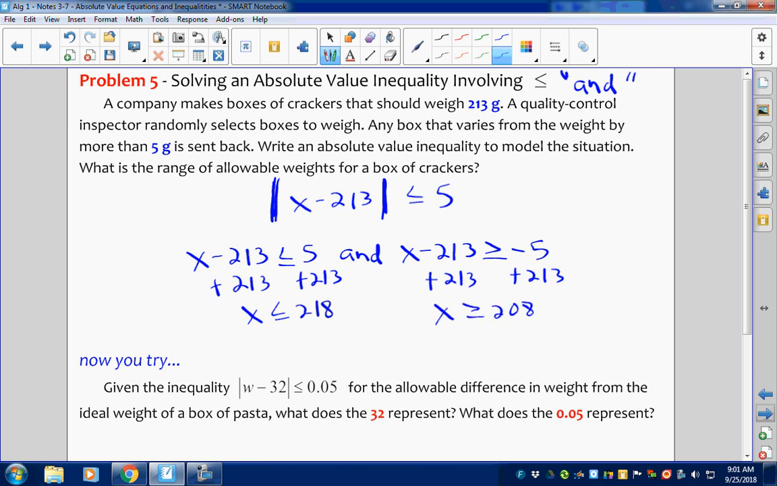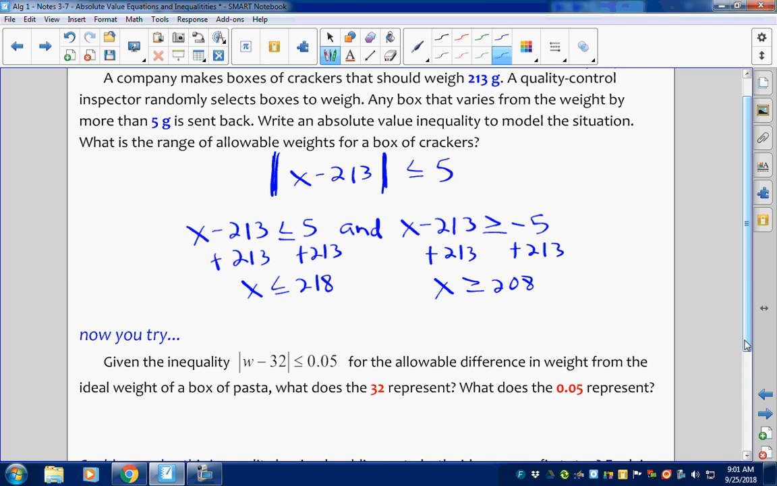So if I were to answer this in words, I would say anything between 208 grams and 218 grams is okay.